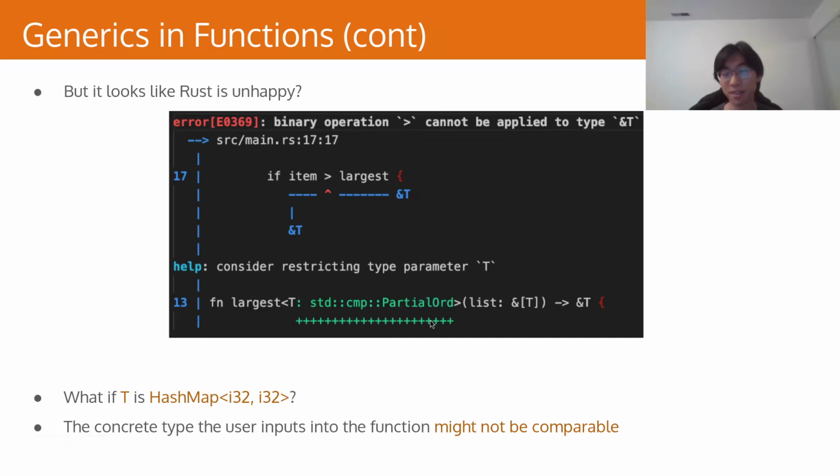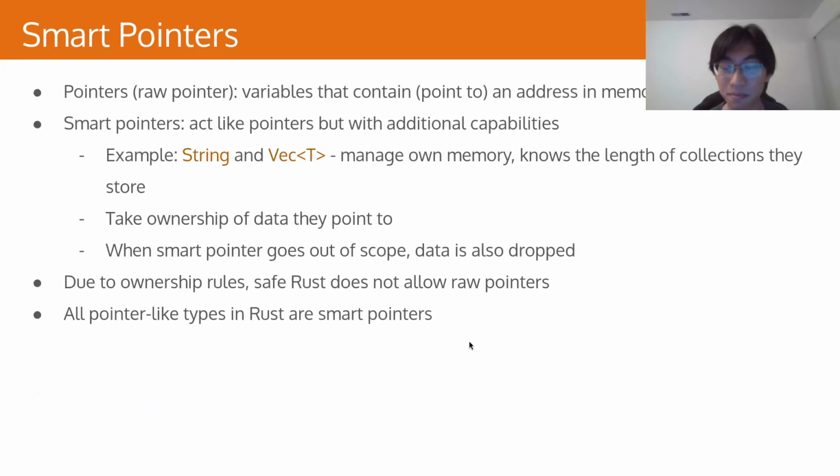We will go over how to fix this problem in the next lecture where we cover traits. But for the time being, we'll just leave this as an unsolved problem, although Rust provides some helpful suggestions as to how we can fix it. Now we'll move on to the section where we cover smart pointers.